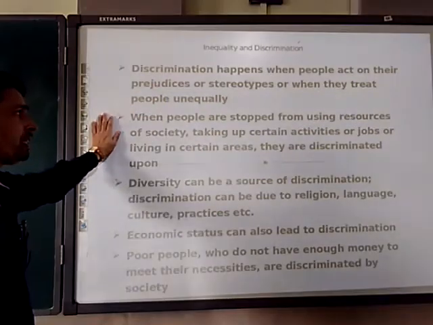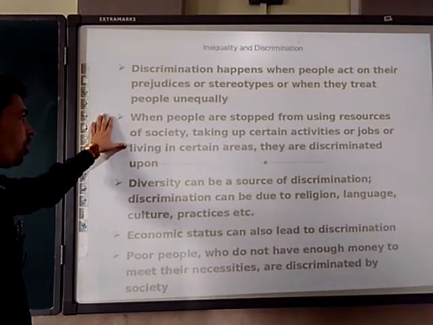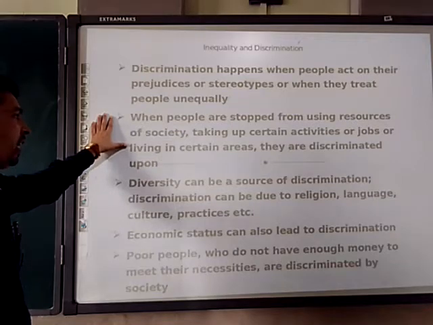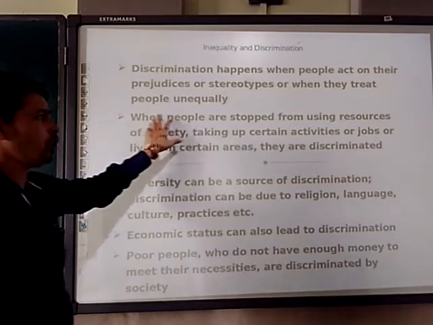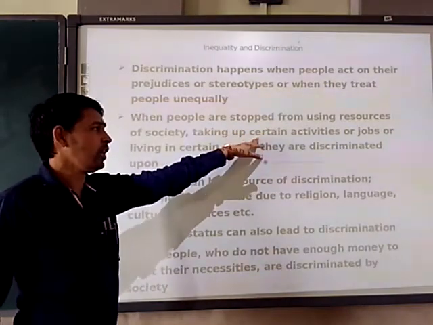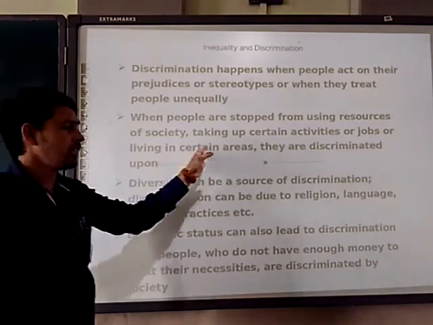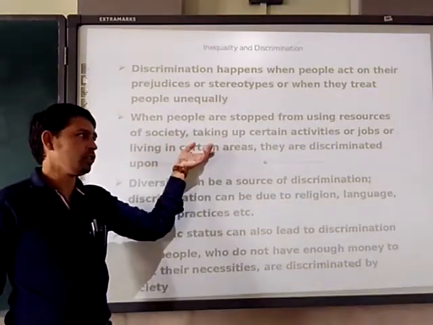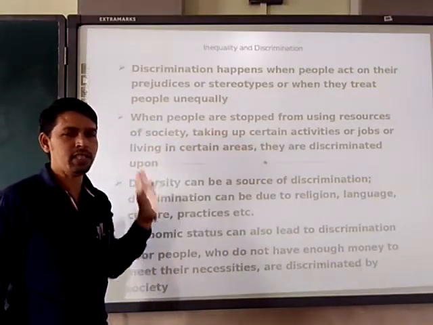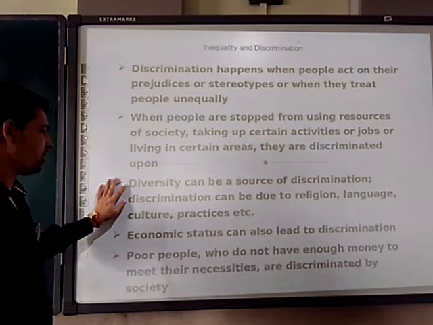Then when people are stopped from using resources of the society, taking up certain activities or jobs, or living in certain areas, they are discriminated against. So they are not allowed to use the resources, not given certain activities or jobs, and not allowed to live in a certain area. So they are discriminated against.